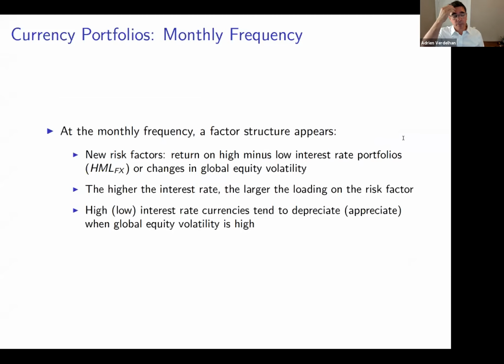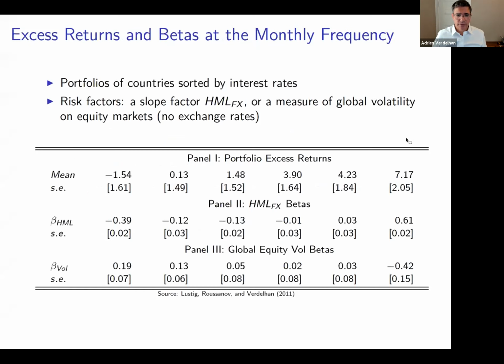So here we can play the same trick. Build portfolios by sorting countries on the basis of their short-term interest rates. You can do this every month. You rebalance your portfolio every month. In the first portfolio, again, you have the low interest rate currencies. In the last portfolio, you have the high interest rate currencies. And you can look at the excess return a US investor would get by borrowing in the US and investing in each portfolio. Now, I'm going to show you this simple table.